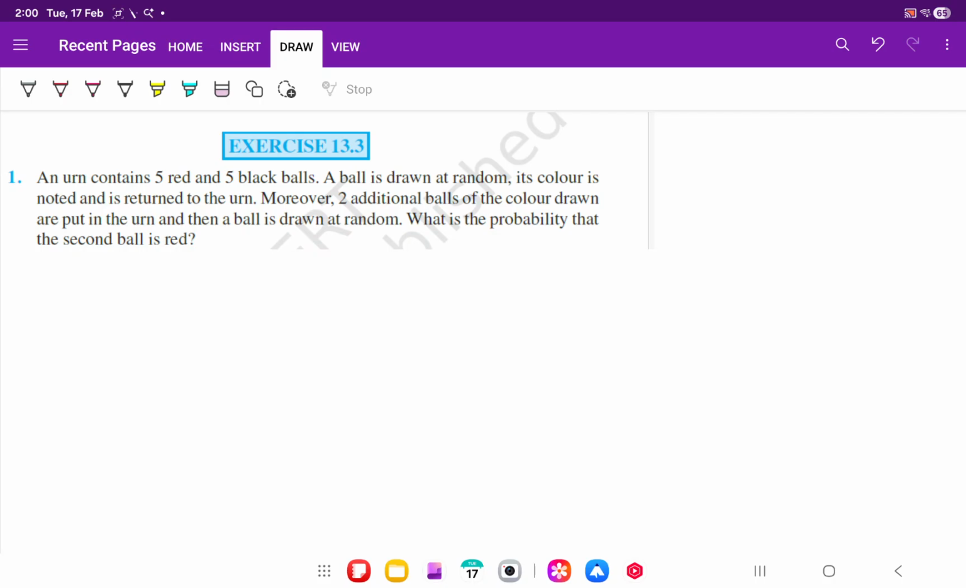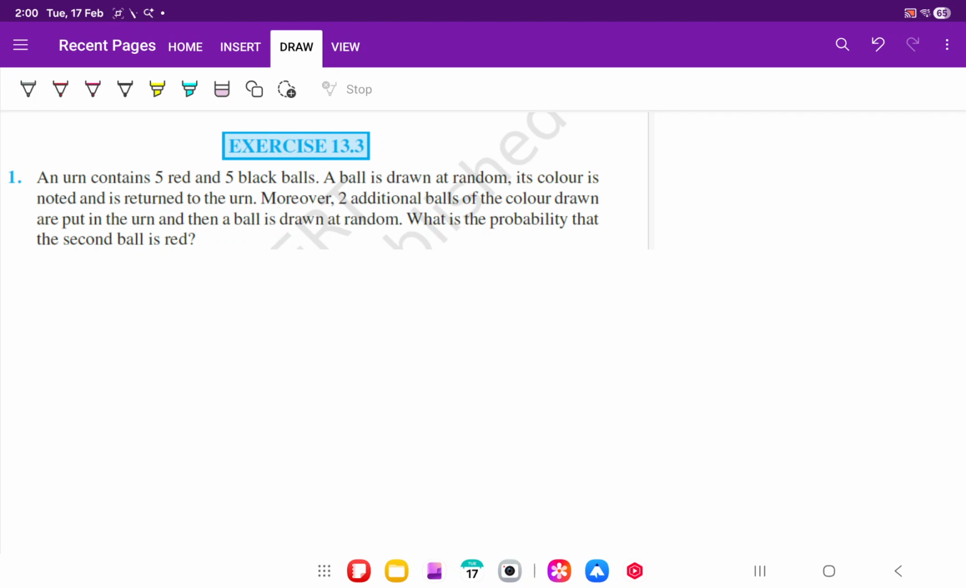Okay, so first question says an urn has 5 red and 5 black balls. A ball is drawn randomly and its color is noted and put back again. And 2 additional balls of the same color are added to the urn. Okay, and then a ball is drawn at random. So what is the probability that the second ball is red?